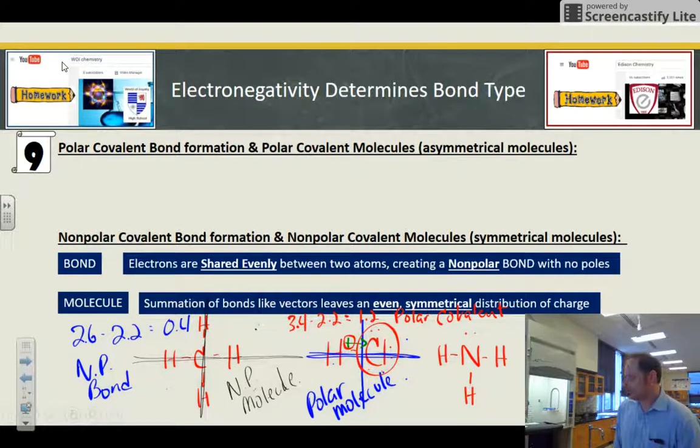N and H. I need help with N. I don't remember. Nitrogen's electronegativity is 3.0. 3.0 minus 2.2 is 0.8. So these are going to be in the polar covalent range for the bond. So every hydrogen-nitrogen bond is a polar covalent bond. And nitrogen is going to win the push-me-pull-you of that polarity. And I've learned that whenever there's a lone pair, the molecule is going to end up being polar. We'll show you why when I do the actual vectors.